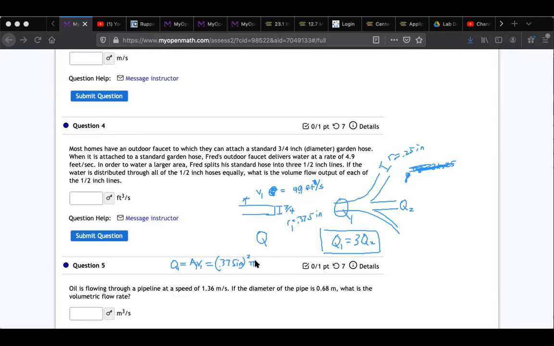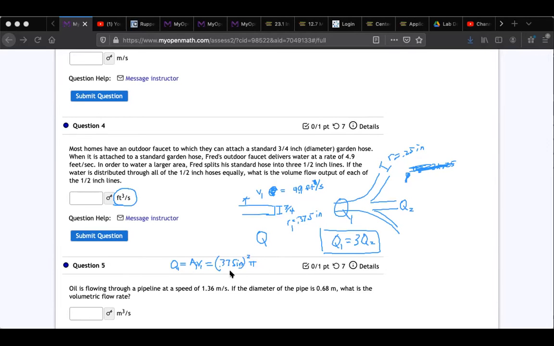Now you could convert that to meters if you want to. I don't think we'll need to, because the answer they want is in feet cubed per second. So we don't really want to do anything. We don't want to convert it at all into meters. We want to leave it in inches and convert it to feet, actually.